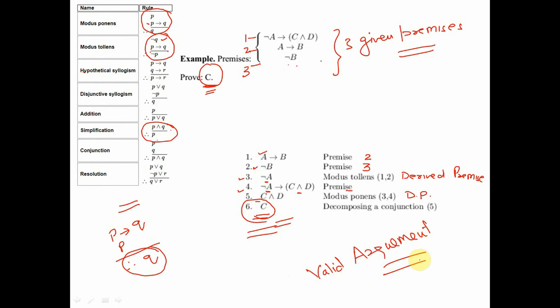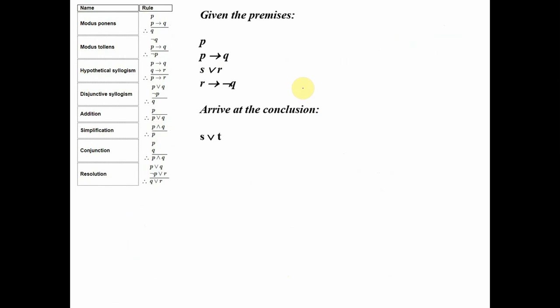Let's see another example. Now once again, these are the premises that have been given. The first premise that has been given is P. Second, we have been given P implies Q. Then we have been given S or R. And then we have been given R implies negation of Q. And we have to arrive at the conclusion S or T.